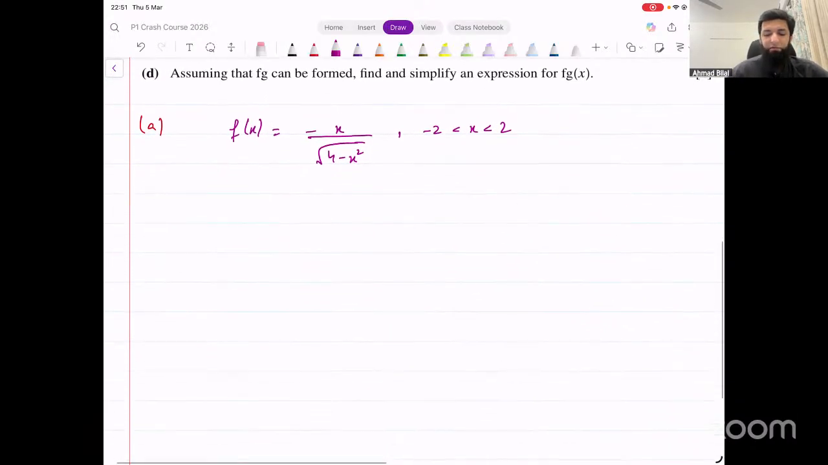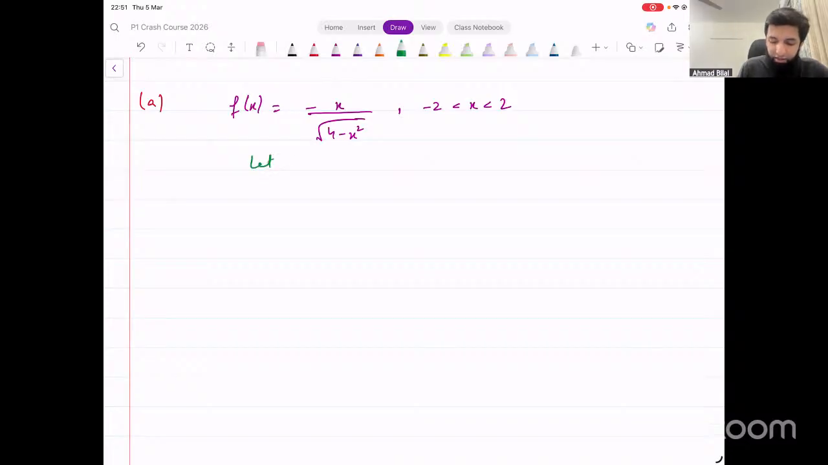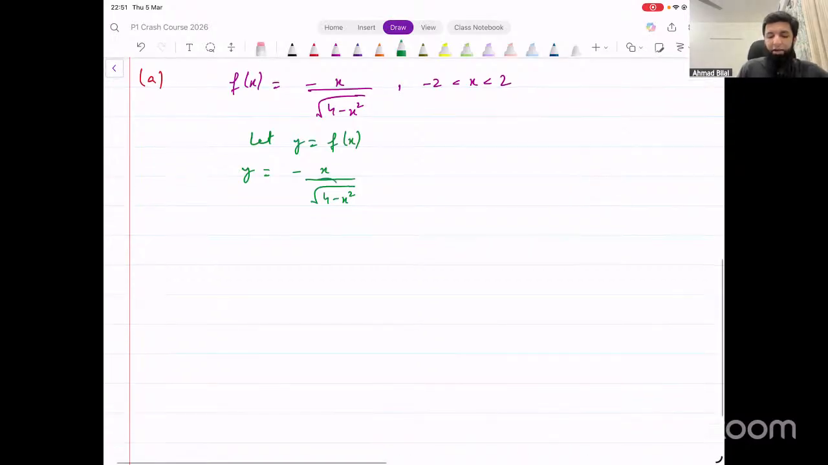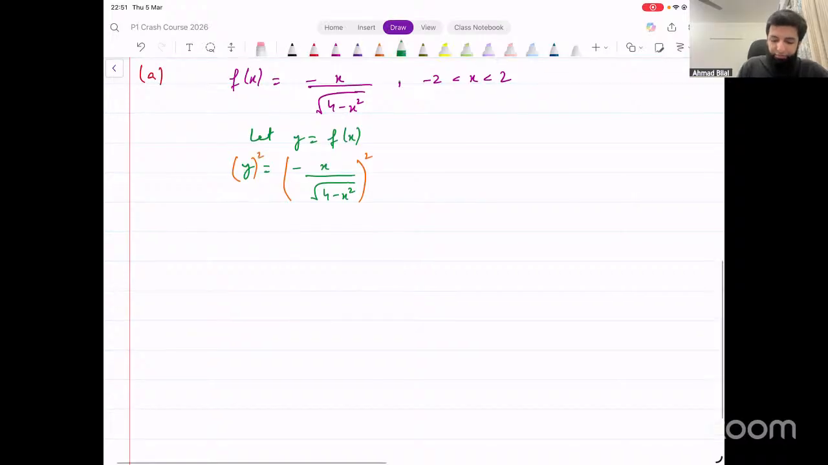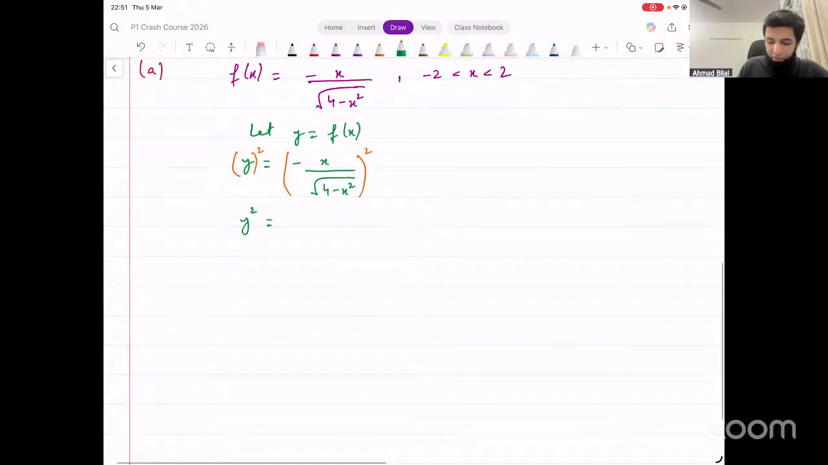Now, how do you find inverse of any function? How do we start? We say let y equals f of x, and then it becomes y equals minus x divided by square root of 4 minus x squared. We need to make x the subject now, right? Now we've got x inside the square root here. To get rid of that square root, we can square both sides. We can square right now, or first multiply it on the other side and then square. Either of them is okay. If I square both sides right now, that gives me y squared equal to x squared divided by 4 minus x squared, right?